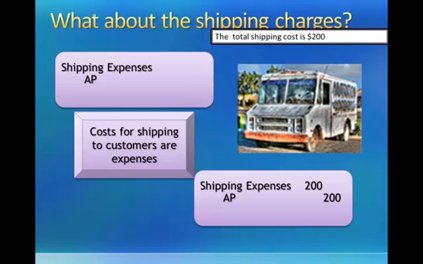That's $200 in this example. So we're debiting shipping expenses and crediting accounts payable for $200.